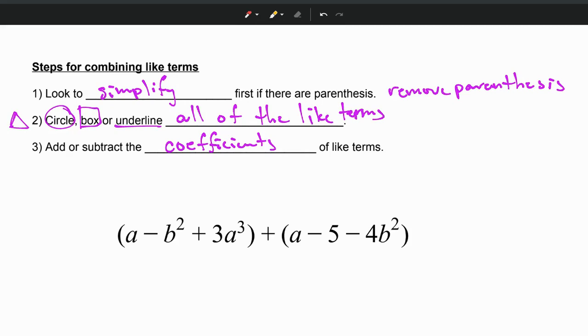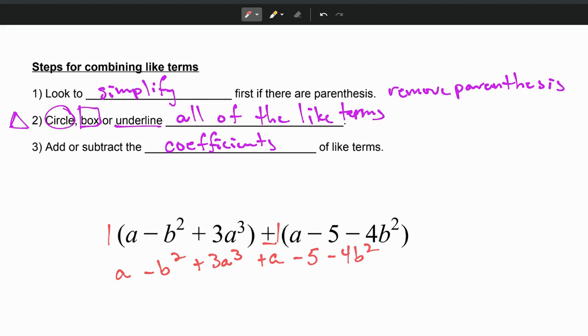If we look at that, the first thing we're going to do is take out the parentheses. Any parentheses in front of a plus, we don't have to do a whole lot. We just need to remove the parentheses because that's like having a 1 there. So that's just a minus b squared plus 3a to the 3rd. And that plus is like having 1 there. So that's just positive a, negative 5, negative 4b squared.